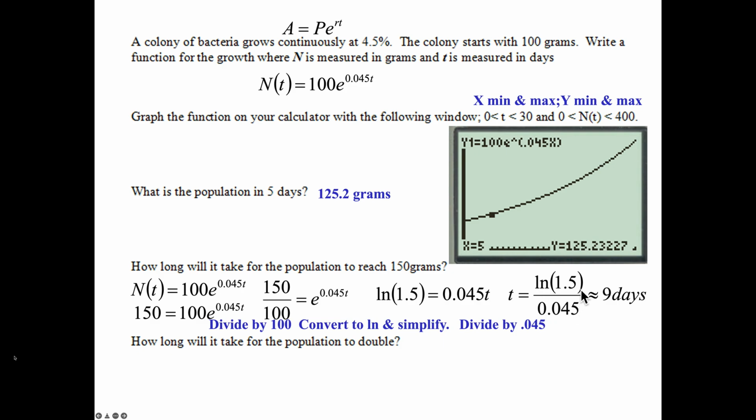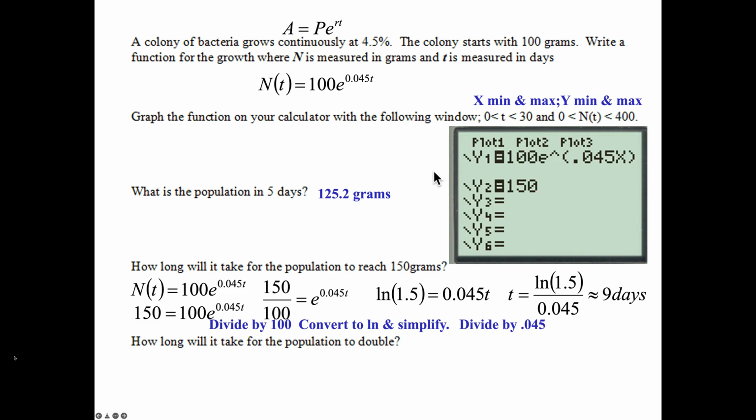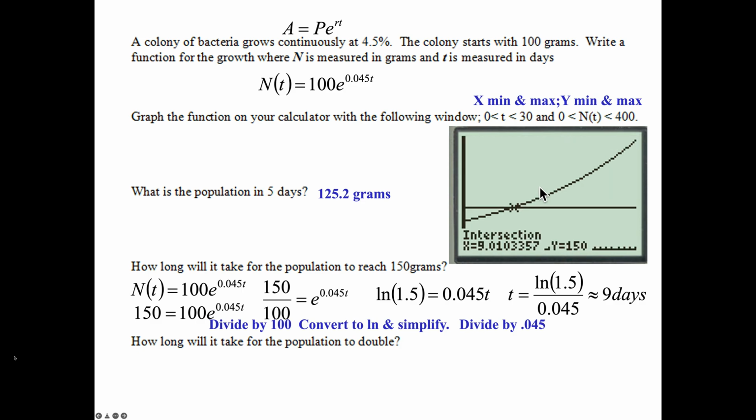Enter it into your calculator in your home screen, and we're approximately 9 days. Now, we could also do this with the graph that we already have here. You can go back into your y equals screen, change y sub 2 to 150, regraph it, and find out the intersection. So just hit second, trace, go ask for the intersection between the two curves, and it gives you that answer, 9.01, same as if you did it on the home screen.